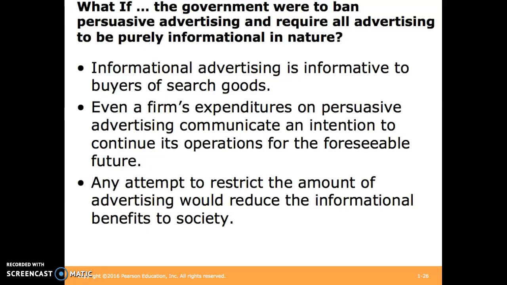Let's consider what would happen if the government banned persuasive advertising. While informational advertising is informative to buyers of search goods, informational advertising may not be very useful for buyers of experience goods or credence goods. Even a firm's expenditures on persuasive advertising communicate some information, such as their intention to continue operating, and so any attempt to restrict the amount of advertising would presumably reduce the informational benefits to society.